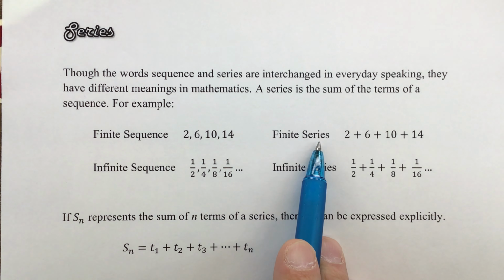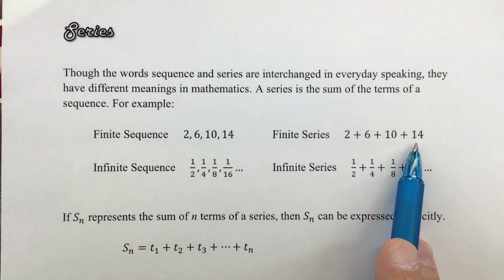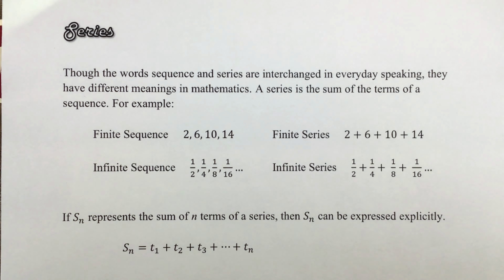A finite series is going to be taking those numbers in the sequence and adding them together, which will give you a grand total. In addition to having a limited number of terms, a finite sequence, we can also have an infinite sequence. This would be an infinite sequence: 1/2, 1/4, 1/8, 1/16, dot, dot, dot, because it goes on forever.